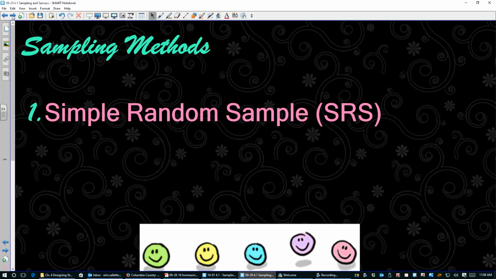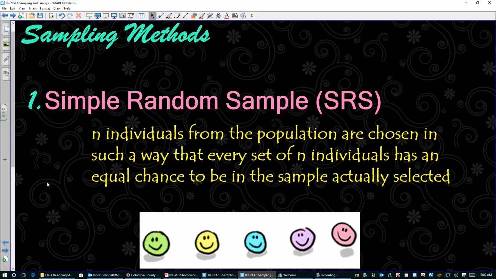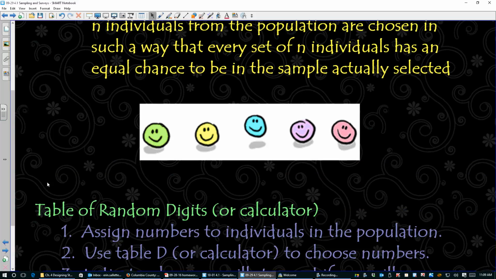Let's talk about some different sampling methods. You have a simple random sample, which is commonly referred to as an SRS. In a simple random sample, you take the entire population, and individuals from that population are chosen in such a way that everybody has an equal chance to be selected. So it's kind of like putting everybody's name into a hat and randomly selecting names.